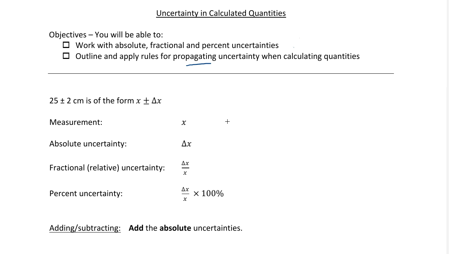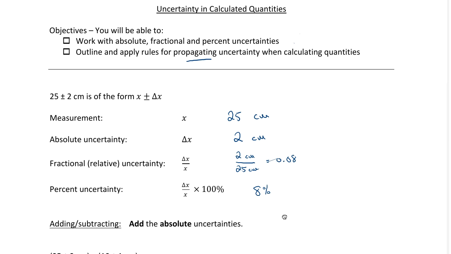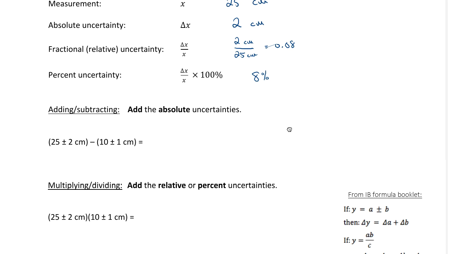Now, if 25 centimeters is our measurement and plus or minus 2 centimeters is our absolute uncertainty, then the fractional or relative uncertainty is the absolute divided by the measurement. In other words, in this case, 2 centimeters divided by 25 centimeters, or 0.08. And if we express that as a percent, 8%, that's our percent uncertainty. We'll use those going forward.